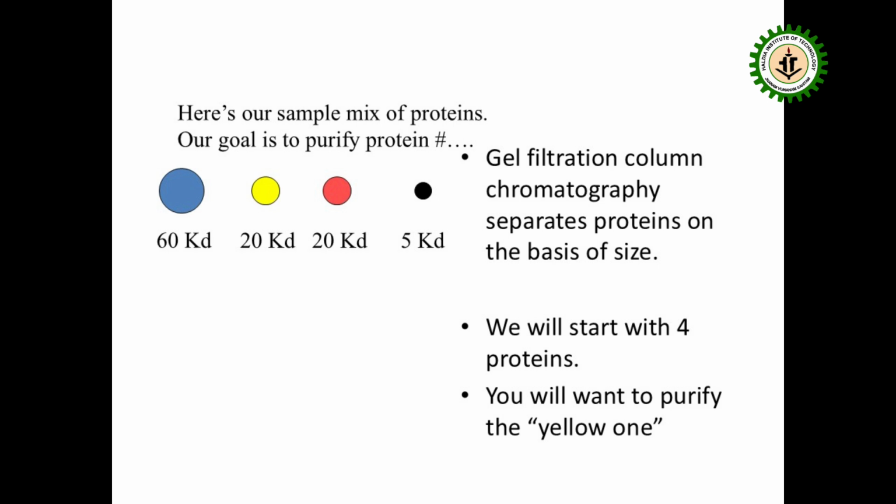Our goal is to purify one protein. The mix has one 60 kilodalton protein, two different proteins of 20 kilodalton each, and another of 5 kilodalton. Gel filtration chromatography separates proteins on the basis of size and shape. So we start with these four proteins. We want to purify the yellow one.